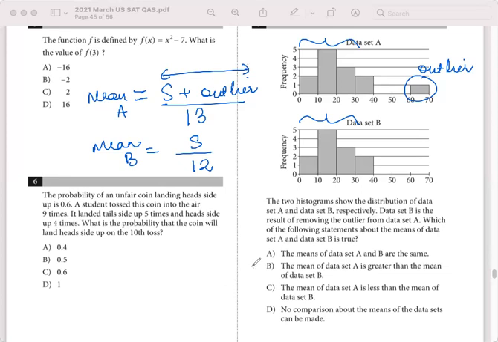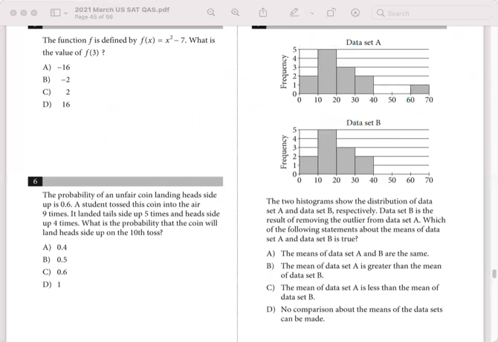Which is option B. So that is why we say that outlier values are dangerous if you're calculating mean, because they can give you a misrepresentation of the data set. They can pull the values of the mean in one direction. So the answer here was B.